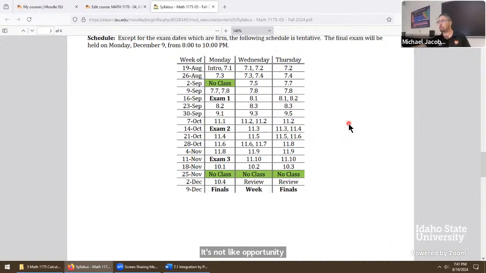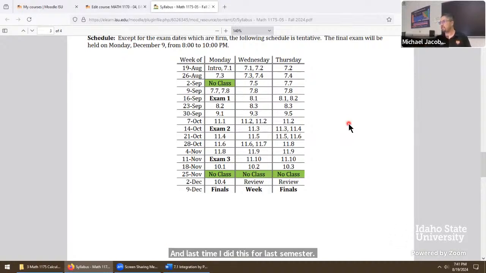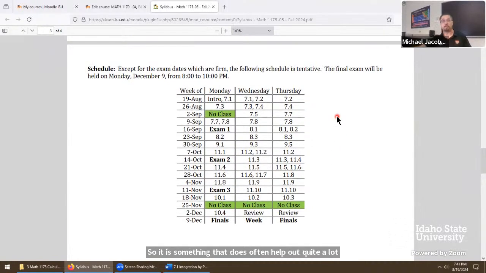And last time I did this for last semester, I think a close class similar to this one was linear algebra. I think, if I'm remembering right, close to 2/3 or 3/4 of the class did have that extra credit go into effect for them. So it is something that does often help out quite a lot. Other questions so far about that or other things?